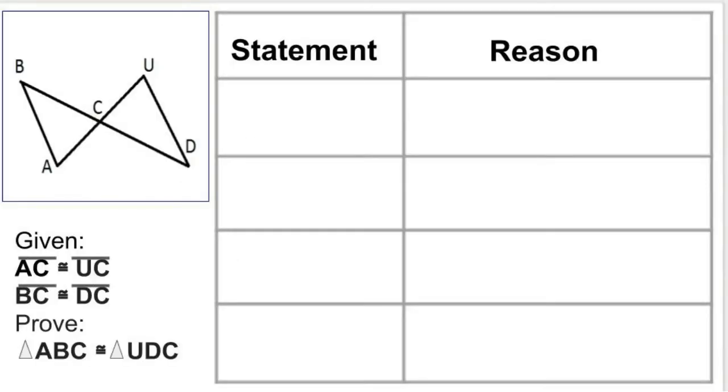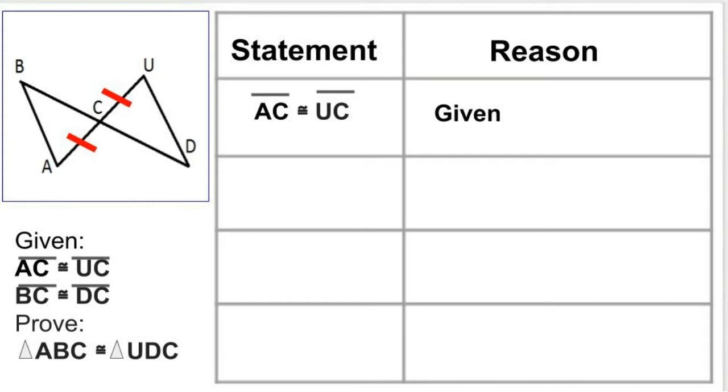Example 1. Given segment AC is congruent to segment UC, segment BC is congruent to segment DC, prove triangle ABC is congruent to triangle UDC. Let's put marks on the figure, then the statement and the corresponding reason. Segment AC is congruent to segment UC, given.